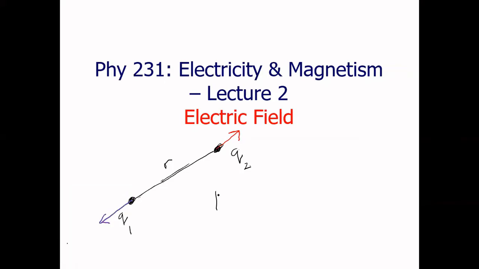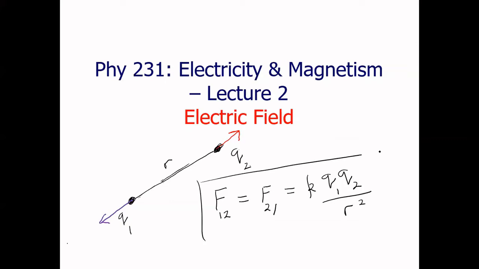According to what we had learned, the magnitude of the force on charge one due to charge two must be the same as the magnitude of the force on charge two due to charge one. It is equal to a constant of proportionality, whose value is given in the books, times the magnitude of charge one, times the magnitude of charge two, over R squared, the separation distance. This is basically what is called Coulomb's law.